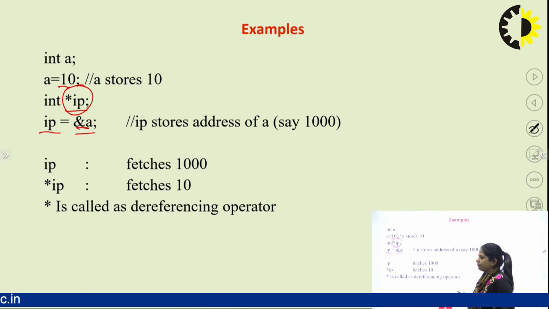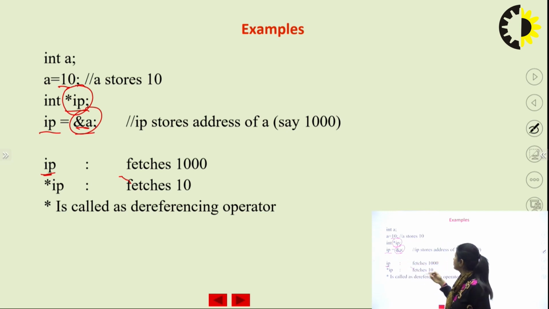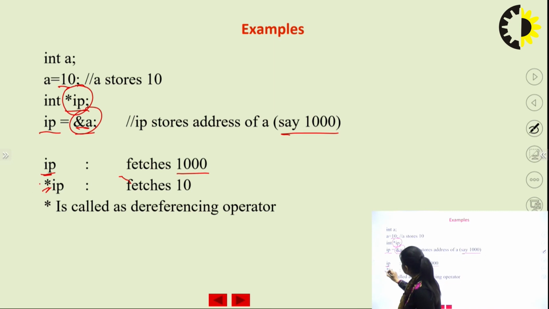if we write ip, what is ip? ip is the address of a. If it is the address of a, what will it fetch? For example, say ip stores the address of a, for example it is 1000. So what will ip fetch? It will fetch 1000. If I simply apply a pointer over here, what does it mean? It says value at address.